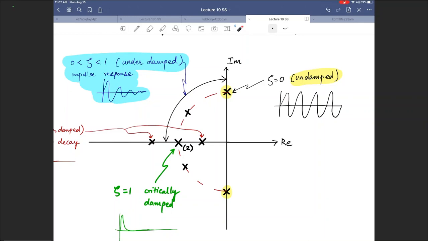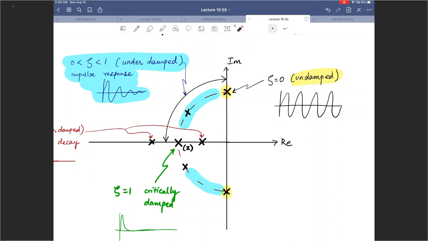What does that mean? This pole moves here and this pole moves here. They come very close to the horizontal axis, and they only meet on the horizontal axis when the damping factor becomes 1. So between 0 and 1, those two poles will travel along that dashed red line towards the horizontal axis. This one will move here as zeta increases from 0 to 1, and this one moves from here to here as zeta increases from 0 to 1.